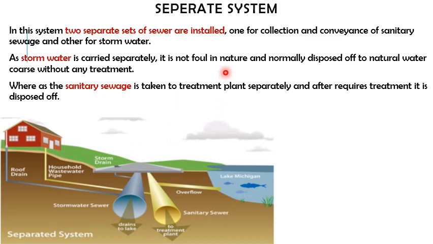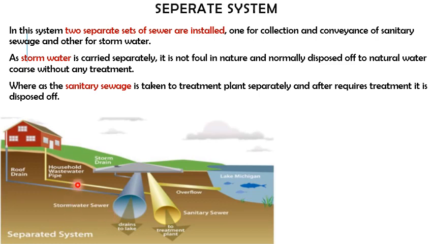This one is the second type of sewerage system. The second one is called the separate sewerage system, SSS, triple S. Here, two separate sets of sewers are to be installed, one for collection and conveyance of sanitary sewage and the other for storm water. Two pipelines are provided. One is for the sewage, another one is for storm water.